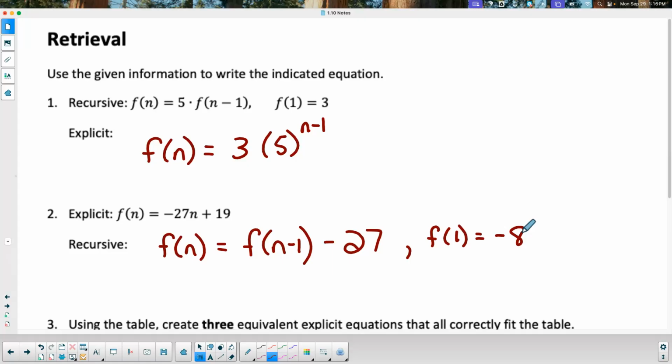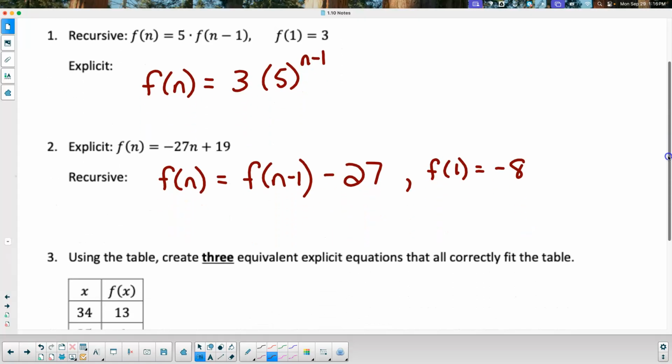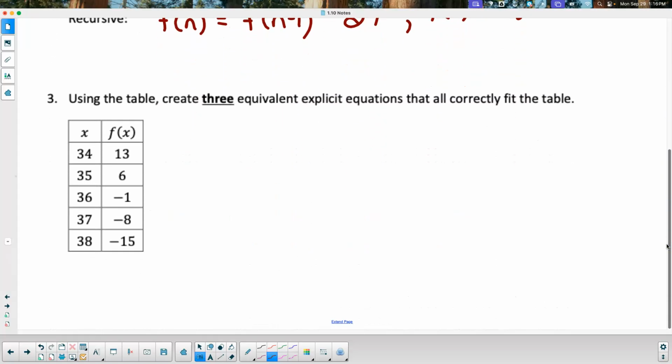All right. Using the table, create 3 equivalent explicit equations that are all correct. Well, what kind of a sequence is it? Arithmetic. Why is it arithmetic? It's going down by 7 each time. Yep, that change is the same. So we're going down by 7, which means my common difference is negative 7.